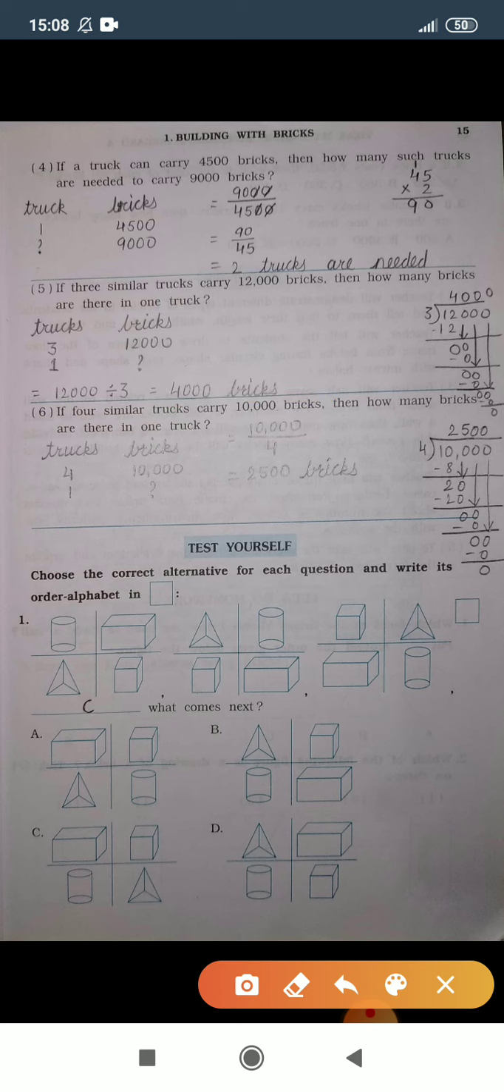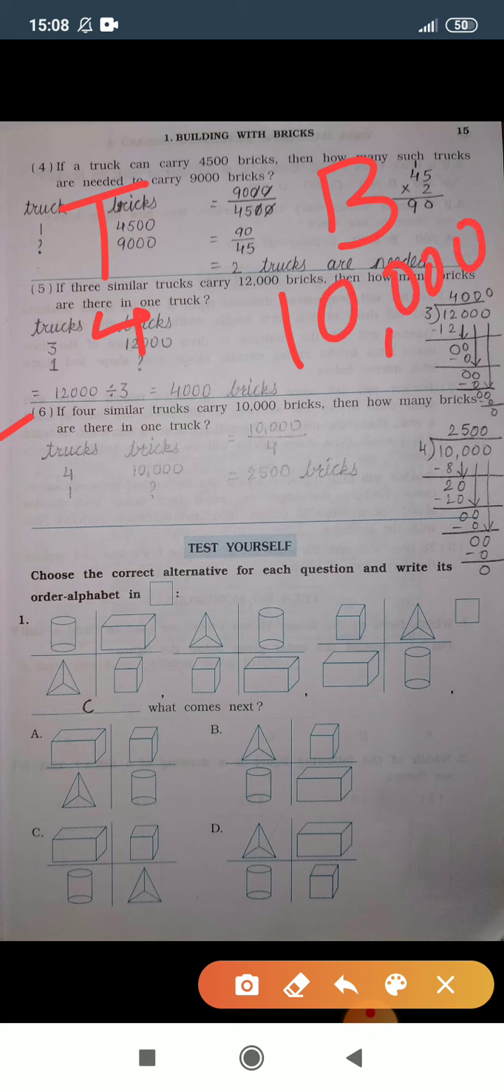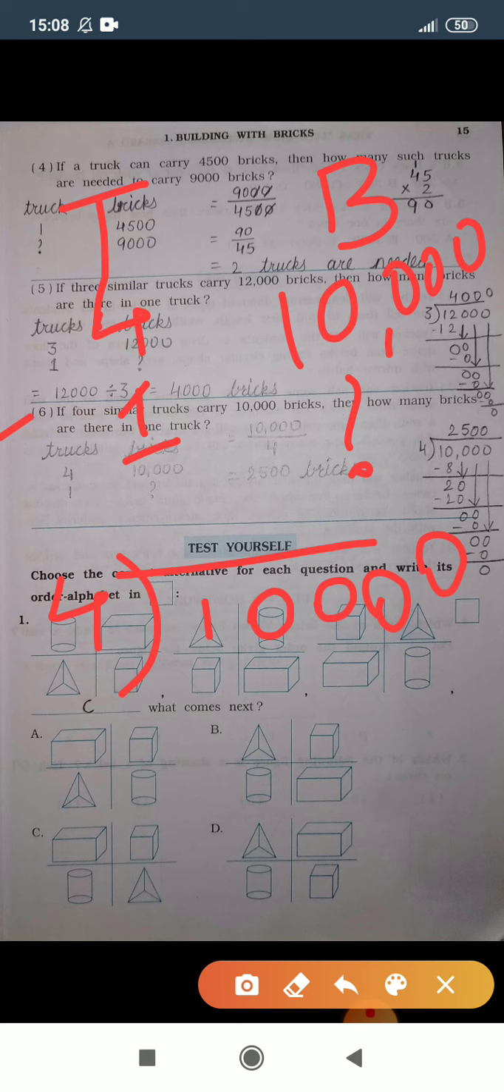Let's see question number 6. If 4 similar trucks, again trucks and bricks, 4 similar trucks can carry 10,000 bricks. Now we need to find out how many bricks were carried by one truck. Again we need to divide this. So 10,000 divided by 4, we need to divide.